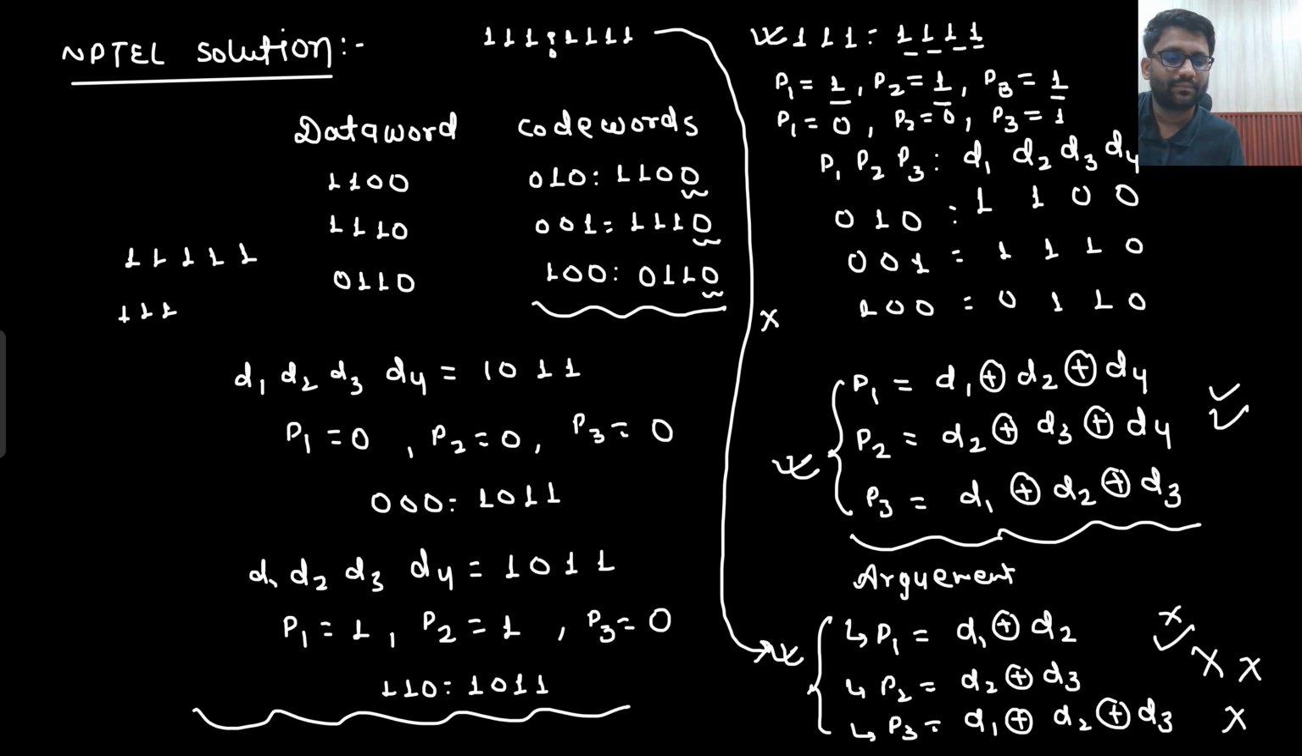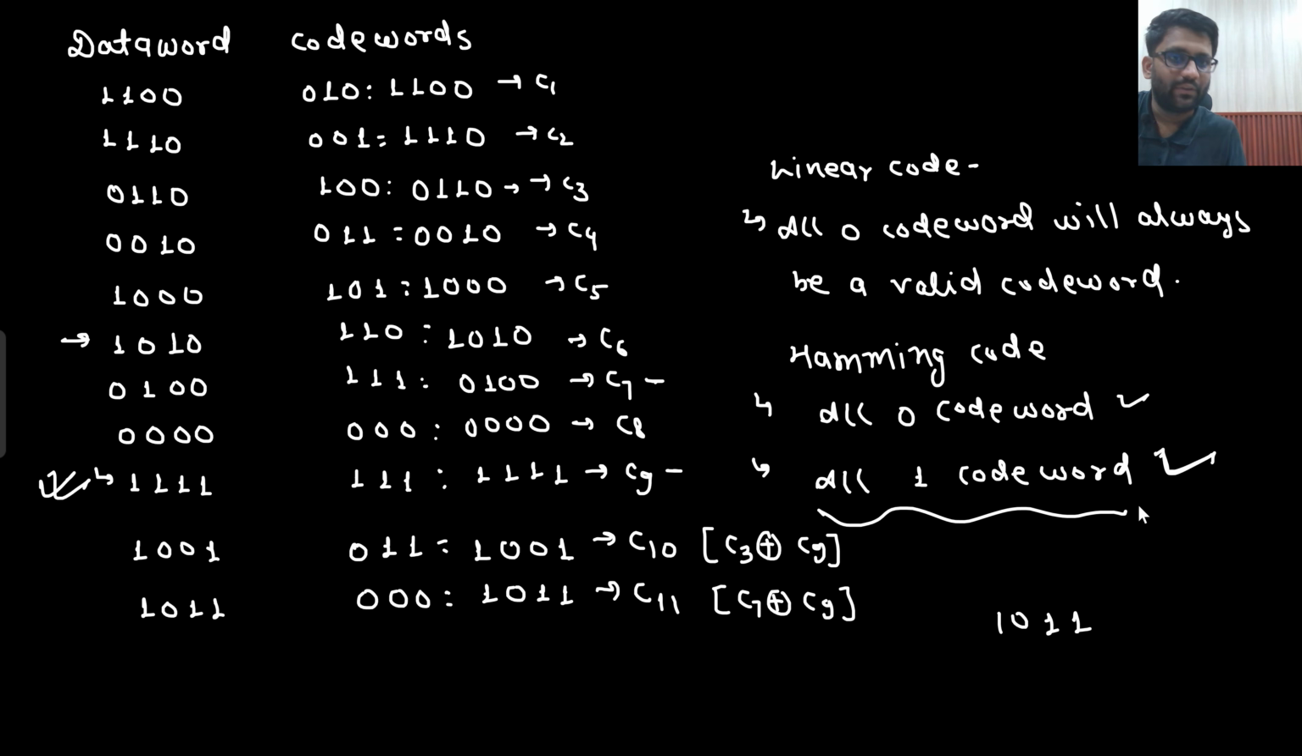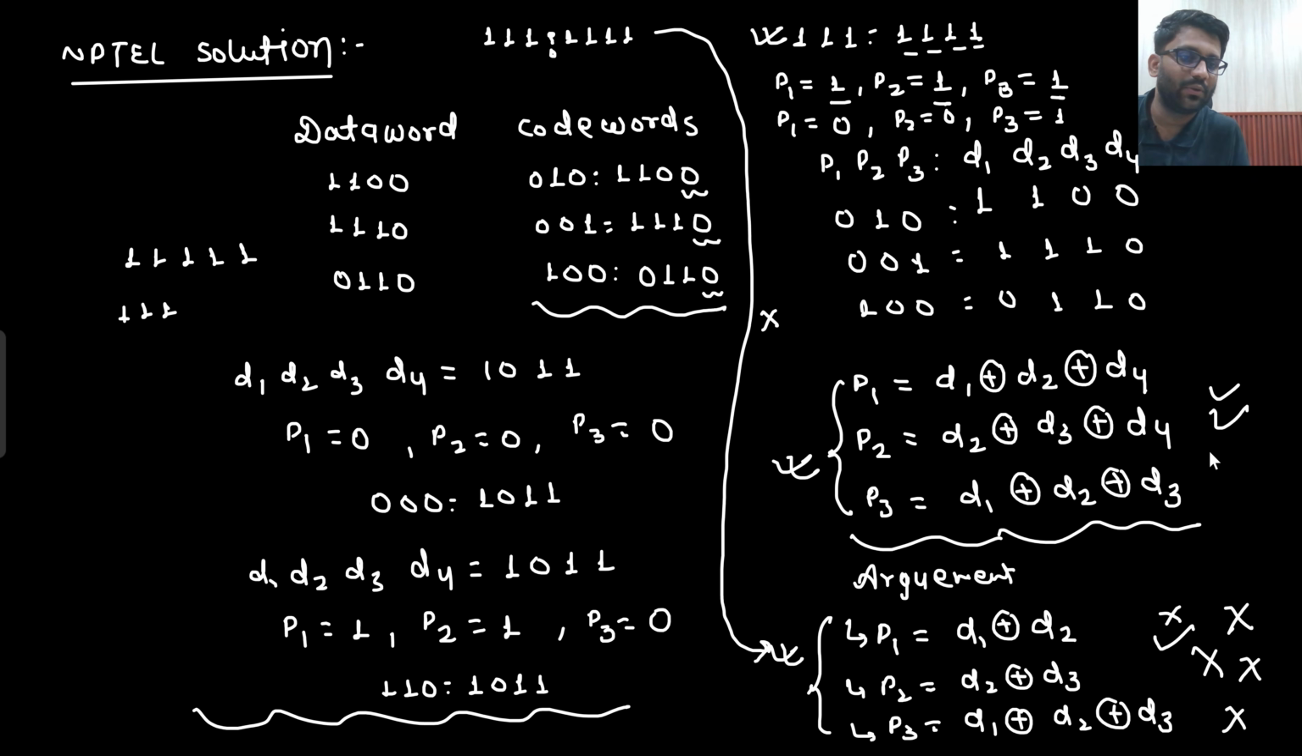That means all ones will always be a valid code word. Although it is defined for even parity, Hamming codes are by default even parity only. That means all ones will surely be a valid code word. So you cannot actually use this coding scheme.